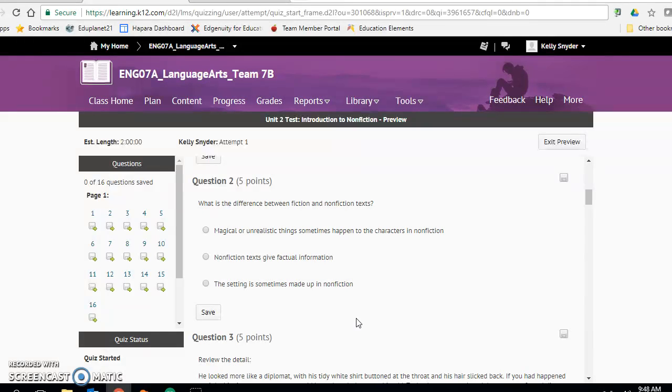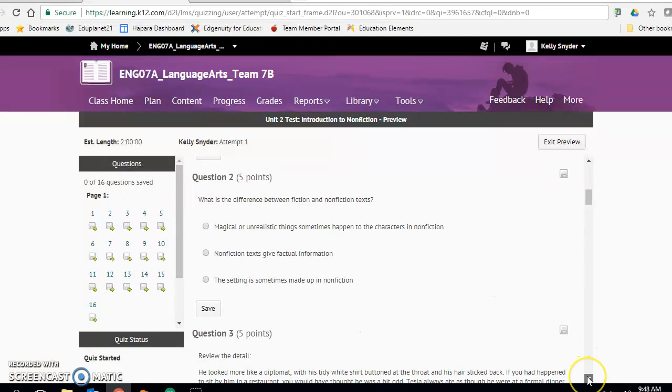Magical or unrealistic things sometimes happen to the characters in nonfiction. Nonfiction texts give factual information. The setting is sometimes made up in nonfiction. So you can pause and do question number 2.